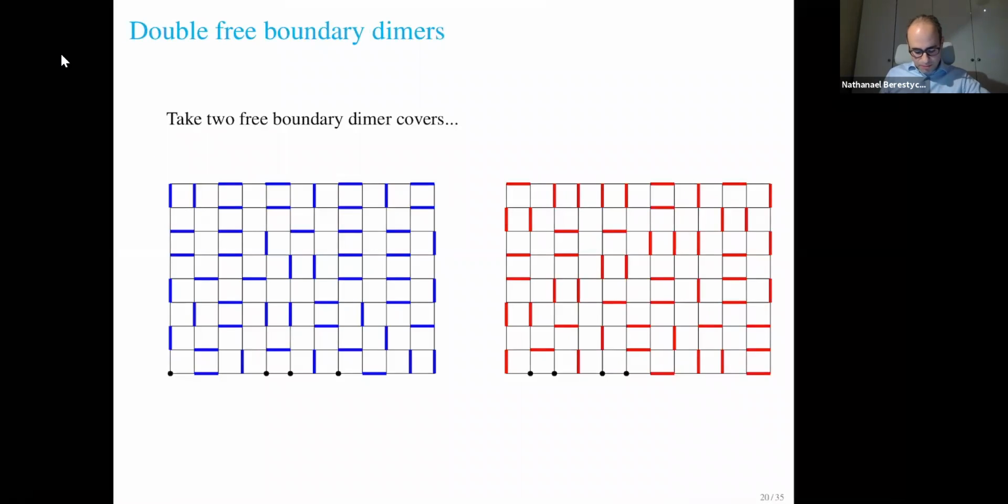So here on the left is such a monomer dimer configuration. You see that some vertices at the bottom. For me, this is going to be the typical situation, where we're doing things in the upper half plane, and the part of the boundary where, oops, what is going on here? Can you still see my screen?